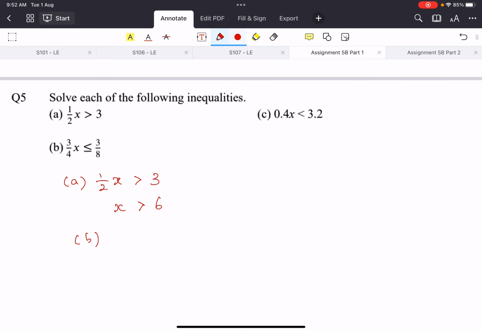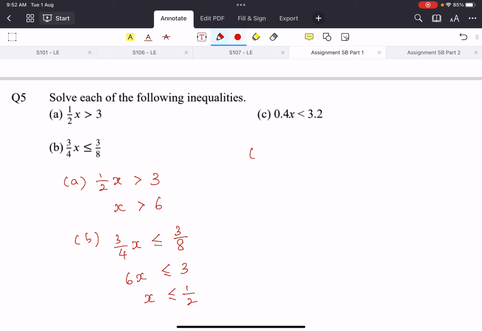For part B, we have 3/4 x less than or equal to 3 over 8. There are a few techniques to do this. One way is to make the denominator common. Another way is to multiply both sides with the LCM. In this case, the LCM of the denominators 4 and 8 will be 8. So multiply by 8 on both sides. We have 6x is less than or equal to 3. So x is less than or equal to half.